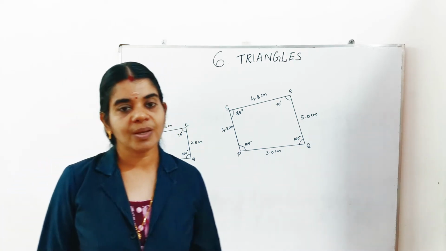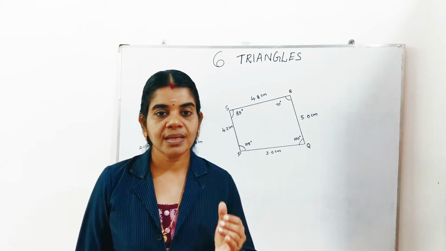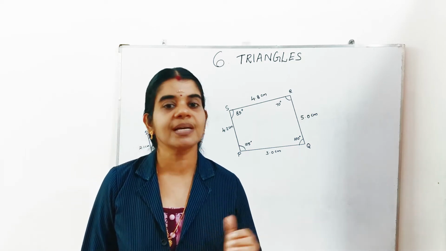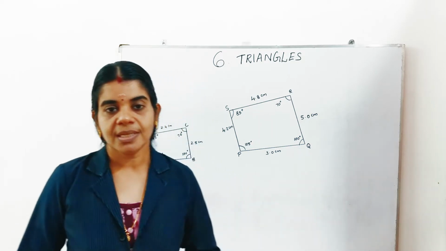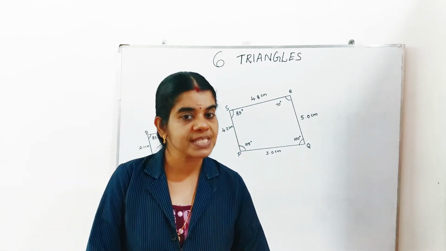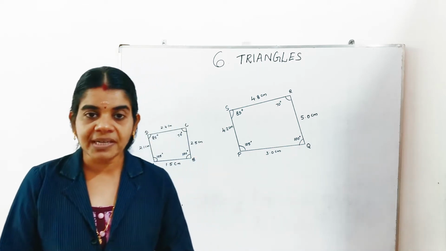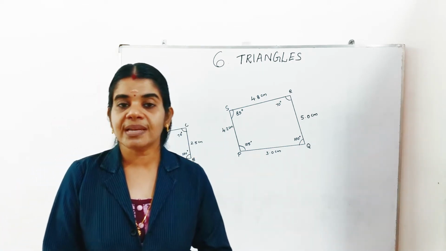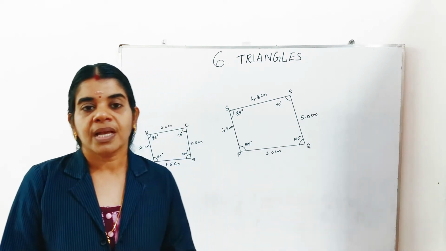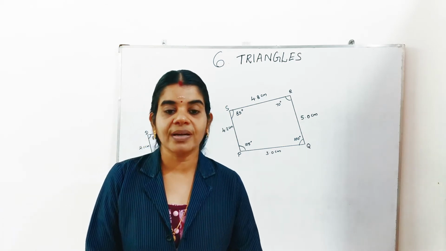What is meant by congruent figures or congruent shapes? Shapes having the same size and same shape all come under congruent figures. Same size and same shape. If you take two 1 rupee coins of the same size and keep one over the other, they will be congruent shapes. Two circles of the same radius are also congruent shapes, and two triangles of the same size are also congruent shapes.